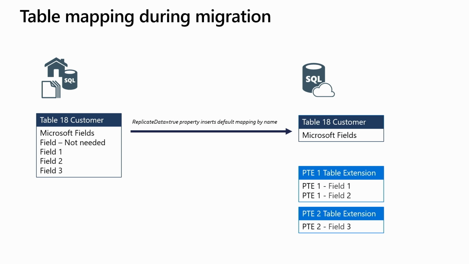If you just do out-of-the-box replication, customer is going to be moved and all of the fields that are not matched are going to be left behind. And we are doing this by using auto-mapping. If the table is marked with replicate data true and the table name and primary key matches, we are going to replicate the table.